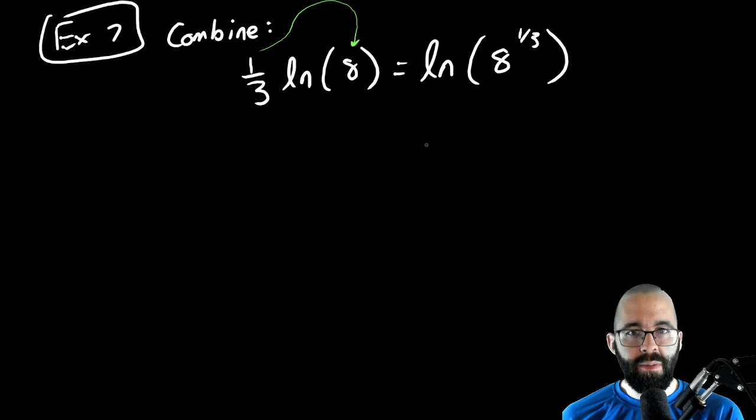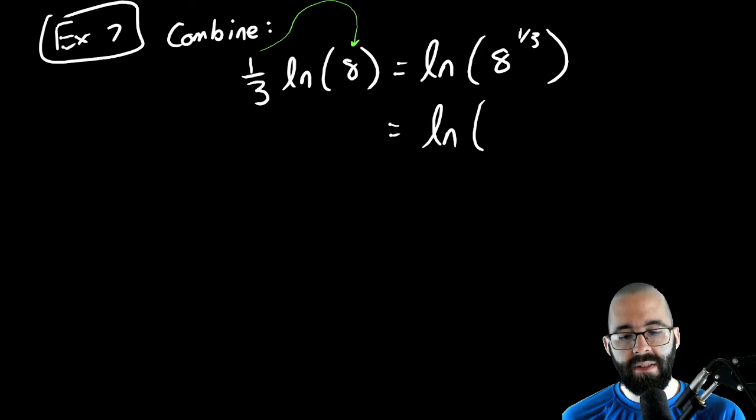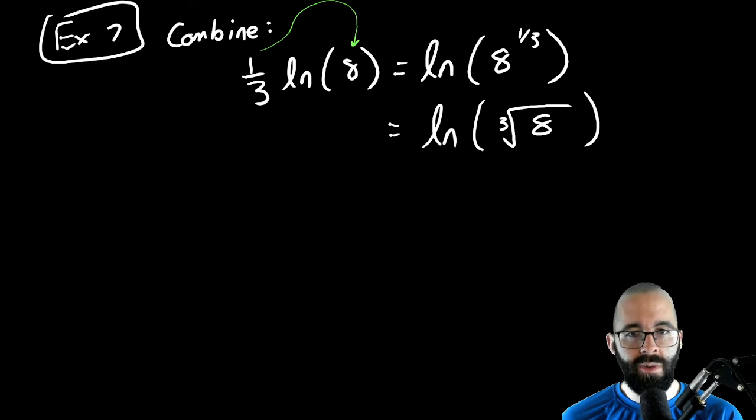And we can simplify this even more. Fractional exponents have to do with radicals. It becomes the cubed root of 8, which is just 2.